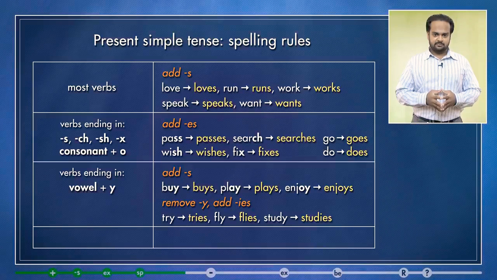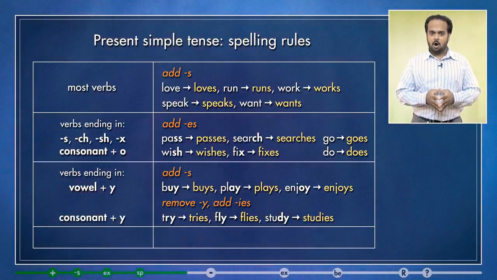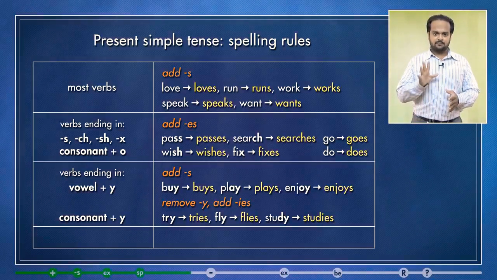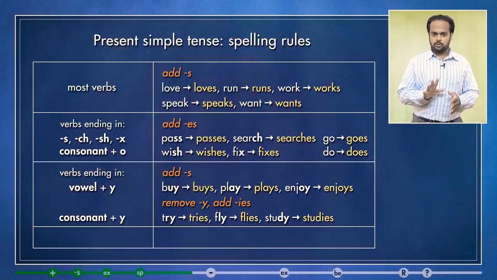What about the next set of verbs? Here, you see that they end in a consonant like R, L, or D plus Y. Any letter that's not a vowel is a consonant. In English, there are 26 letters: 5 vowels, A, E, I, O, U, and 21 consonants.